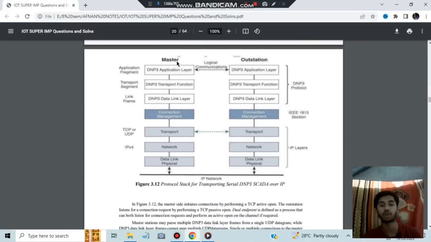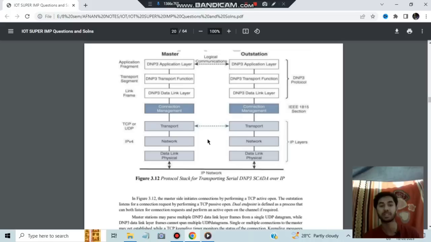This is one of the protocols and architectures. Here we'll be having the master and the outstation, and the different layers: IPv4, TCP, UDP, link frame, transport segment, and application layer. There will be logical communication between the outstation and the master. These are the two parallel things happening in between. These are the IP layers, the first three layers, and transport layers, network and data physical layers. IEEE section is present here, which is connection management, and the DNP3 protocol, which is the distributed network protocol. The logical communications will be happening between both of these. This whole thing is called a protocol stack.